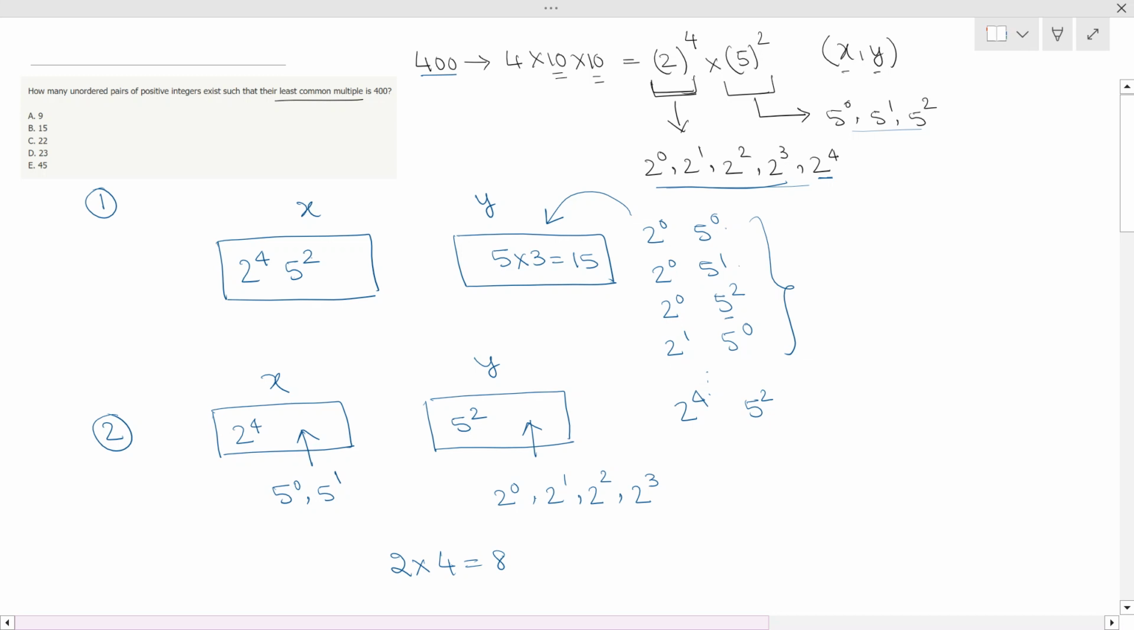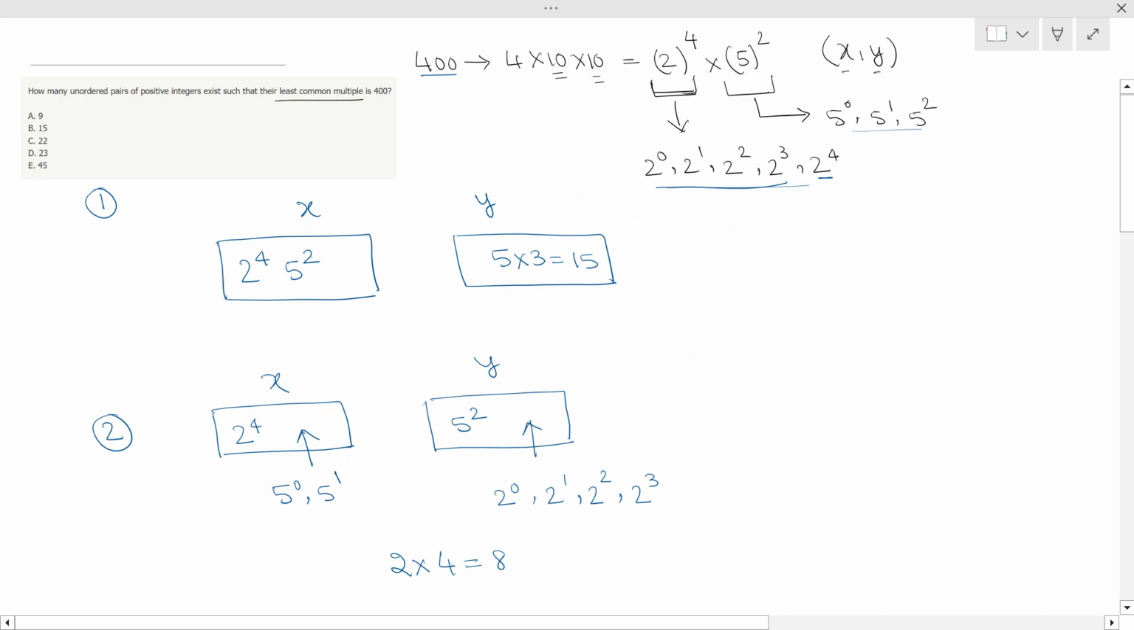And just to quickly talk about some of the numbers in this particular case, we can have 2 raised to the power of 4, 5 raised to the power of 0 in x, and we can have, let's say, 5 square, 2 raised to the power of 0 in y. And then there could be other possible combinations. So these are some of the possible combinations that we can have.